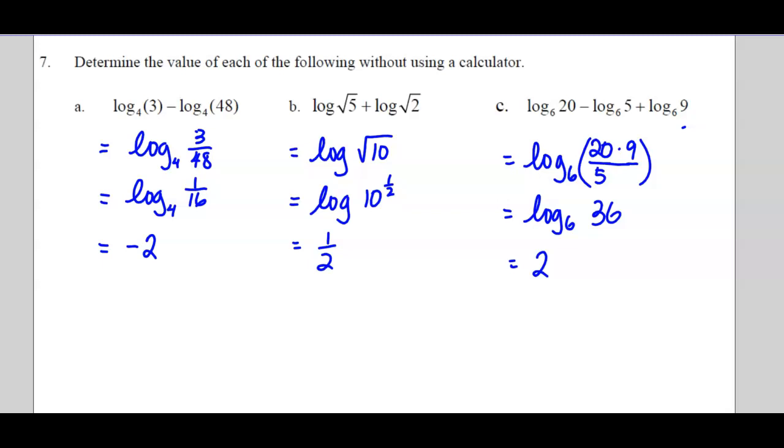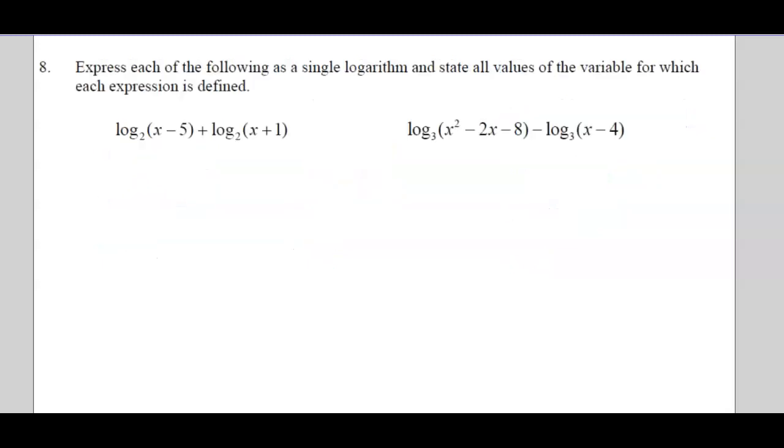Okay, so dealing with a lot of numbers, now in question 8. It says express each of the following as a single log and state all values of the variable for which it is defined. So we have to remember what types of numbers we can have in a logarithm. Can we take the log of a negative number? No.